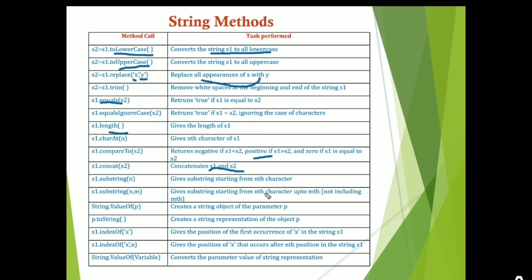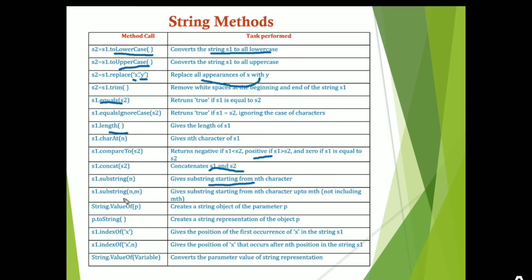Here we are specifying substring with only the starting character. There is another substring method with n comma m. n is the starting character and m is up to the mth character. How many characters you require from the nth character can be specified with m. So the substring is specified from the nth to the mth character.